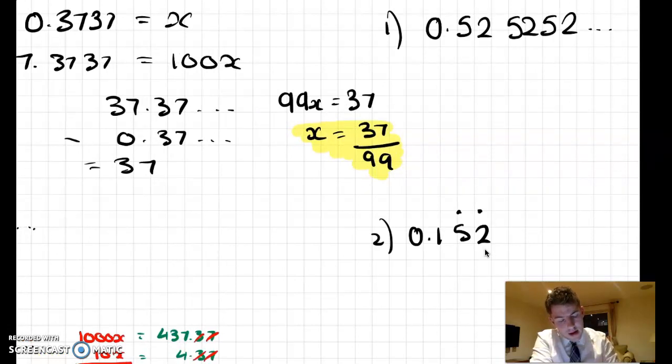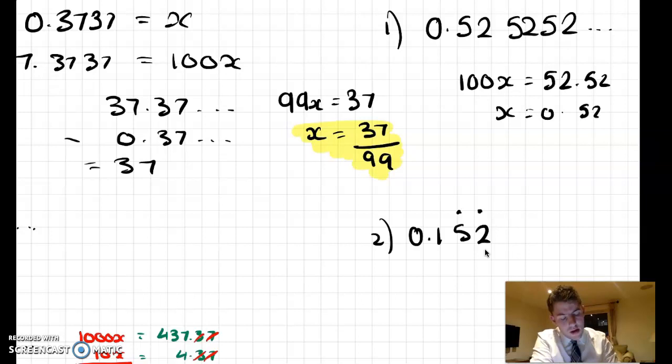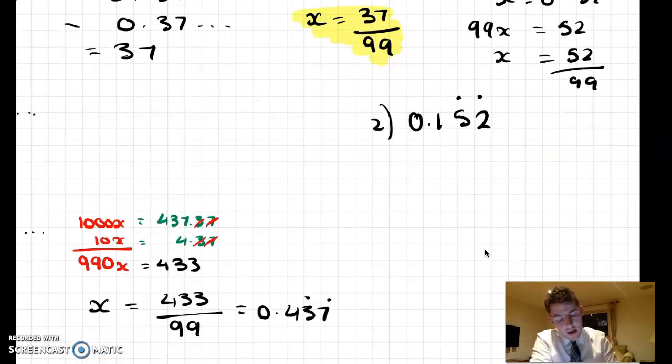I'm going to do this nice and quick. 100x equals 52.52, x is 0.52, 99x equals 52, x equals 52 over 99.